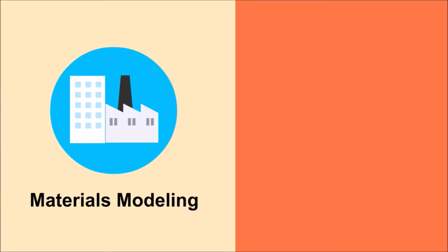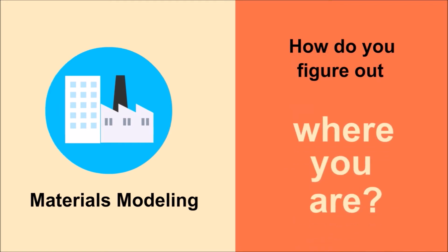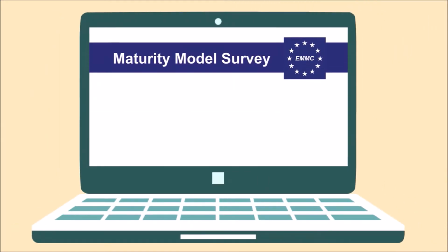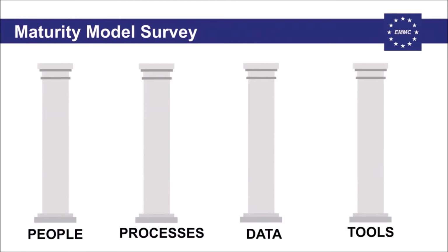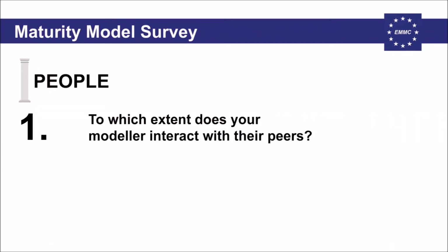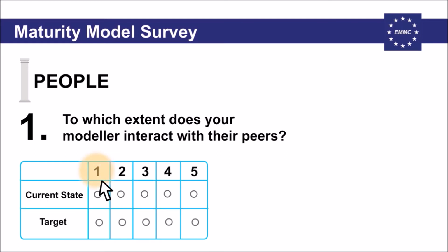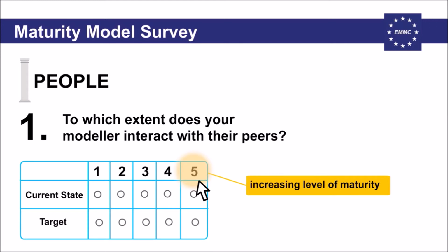So, if we imagine that you are one of these companies in the field of materials modeling, how do you figure out where you are? You will be provided with a questionnaire structured in this way. For every pillar, 7 to 8 questions are presented to which you can answer by selecting a score from 1 to 5 that represents the increasing level of maturity.